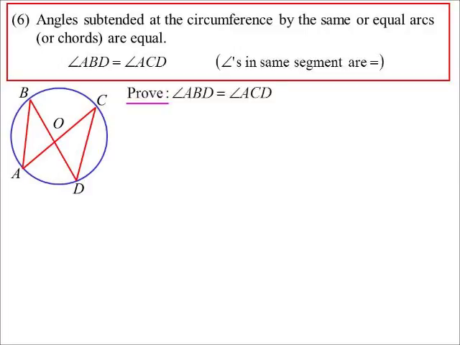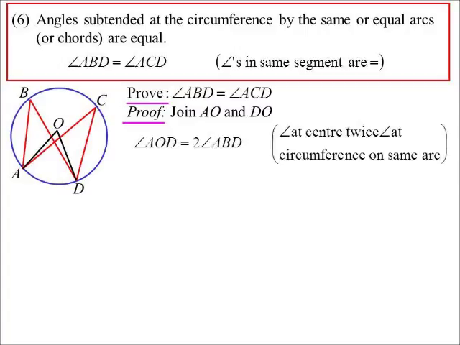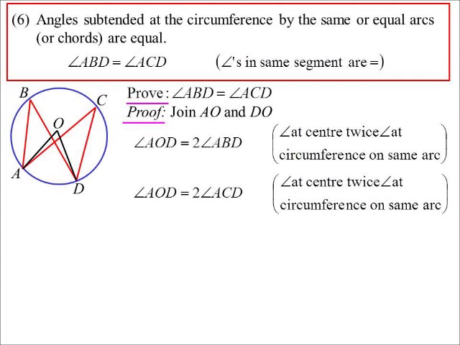So I'm going to prove ABD is the same as ACD. Again, I'll join A and D up to the centre of the circle. And then I can say, well, look, AOD is twice ABD. Again, using that theorem. Angle at the centre twice the angle at the circumference. But then I can say, well, look, AOD would also be twice angle ACD. So therefore, ABD is the same as ACD.